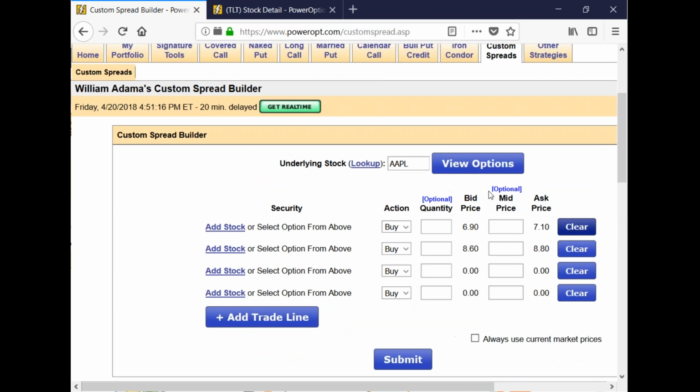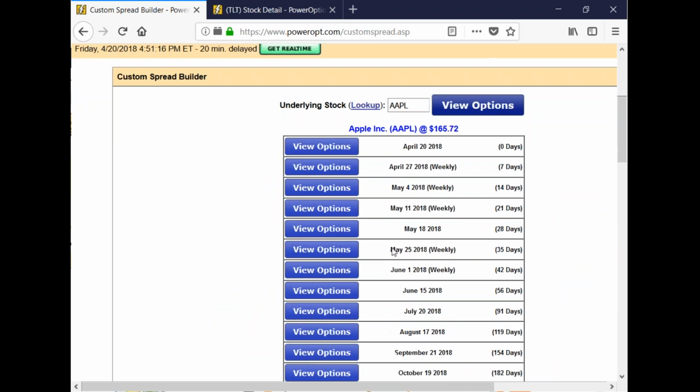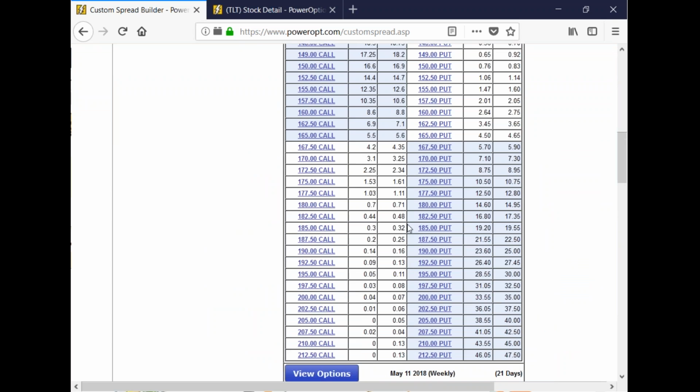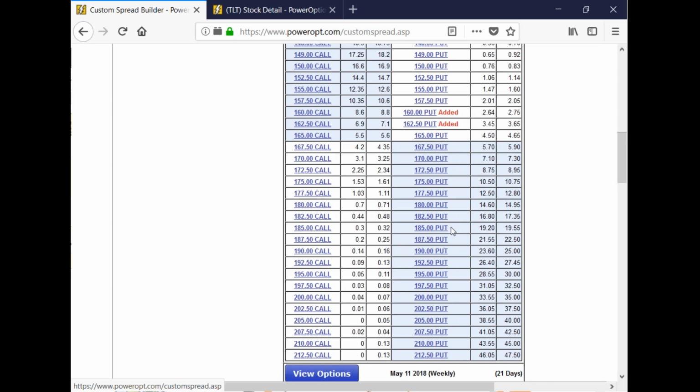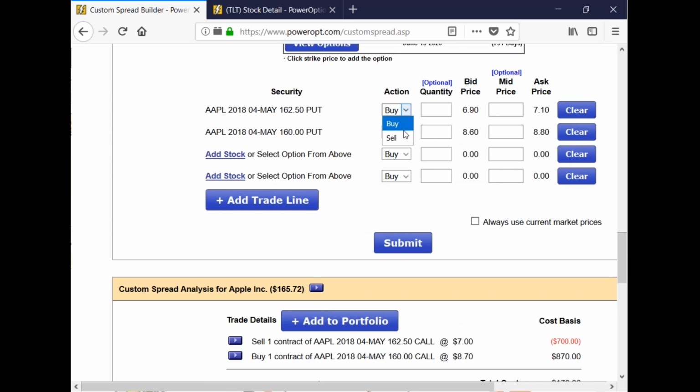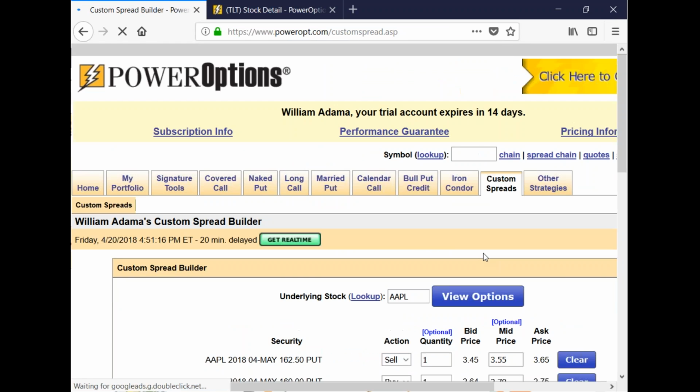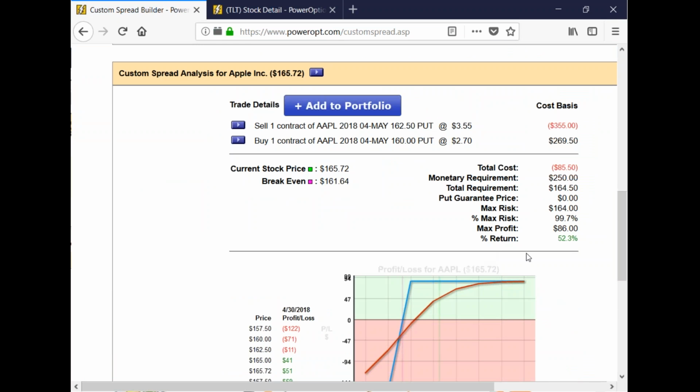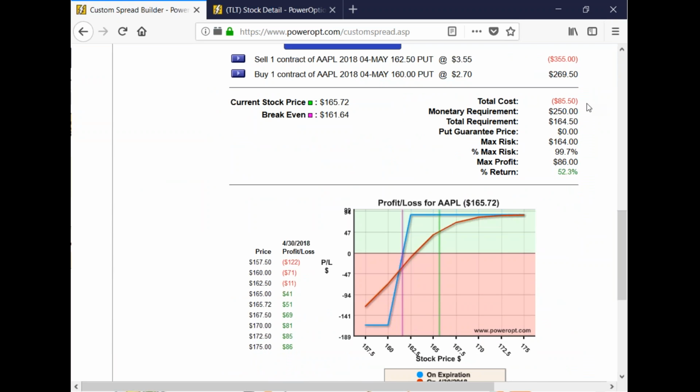of an out-of-the-money bull put credit spread. So if I sold the 162.50 and bought the 160 put, 52.3% return, because you'd get an 86 cent net credit off of a risk of 164 that you'd have to put up to make the trade. As long as the stock stays above 162, both puts expire worthless, you keep the net credit.